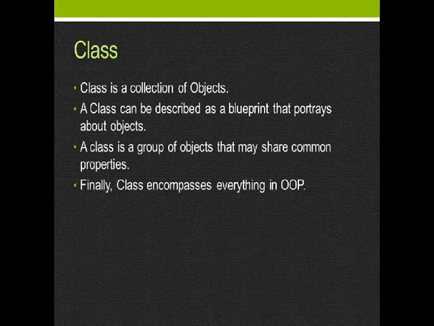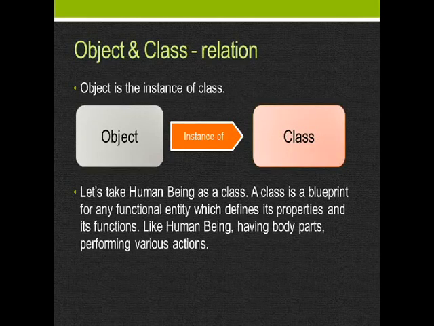Now let me discuss class. What is class? Class is a collection of objects. A class can be described as a blueprint that portrays objects. A class is a group of objects that may share common properties. Finally, class encompasses everything in object-oriented programming.